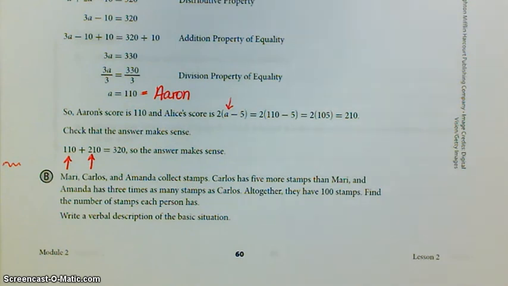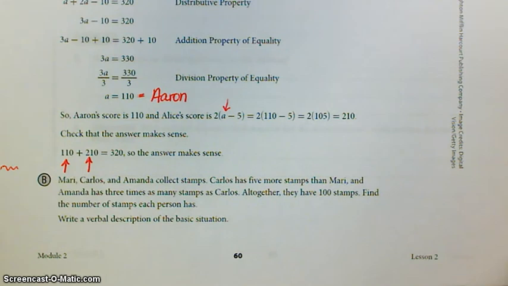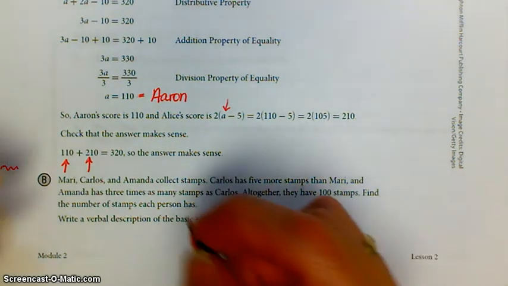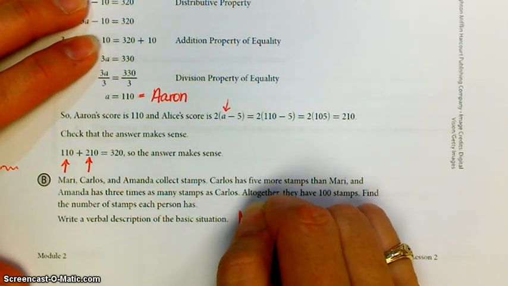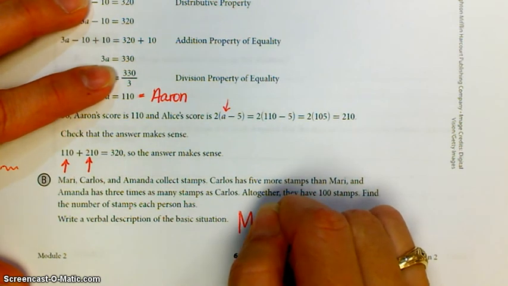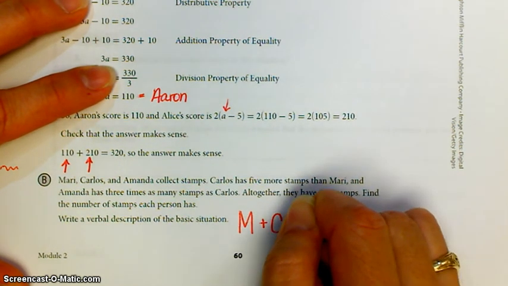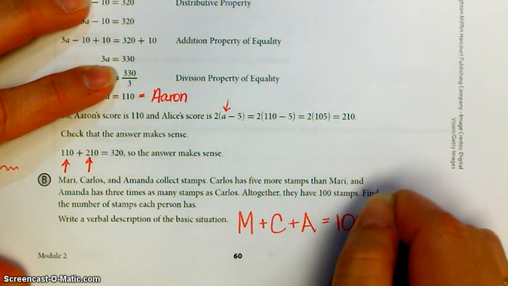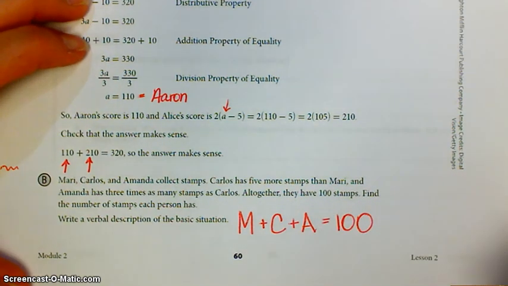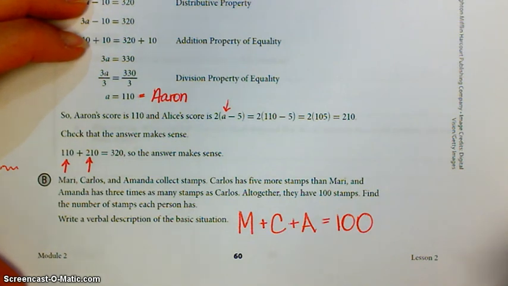Well, first, I'm going to write a verbal description of the basic situation. The first temptation is probably, frankly, for me and maybe for you, to use M, the number of stamps Mary has, plus the number of stamps that Carlos has, plus the number of stamps that Amanda has, that all equals 100. And it does all equal 100, but I've got 3 variables. So I need to look a little bit more and figure out how I can write this all with only 1 variable. Okay?